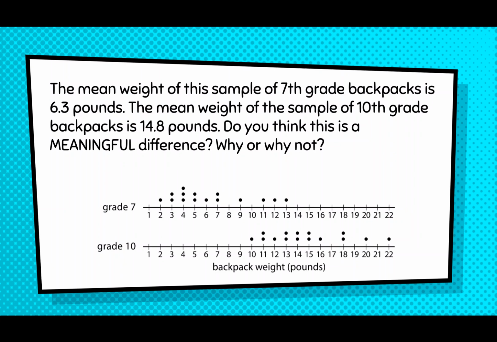Now, if we were talking about the mean weight of a sample of men from one country versus men from another country, and the difference between the means was only 8 pounds, to me, that wouldn't be as much of a meaningful difference when we're talking about people who weigh, let's say, 150 pounds on average versus 158. 8 pounds there isn't that big a difference. But here, 8 pounds when you're talking about the weight of a backpack is a pretty big deal, especially when the difference is more than what many of the backpacks weighed altogether.